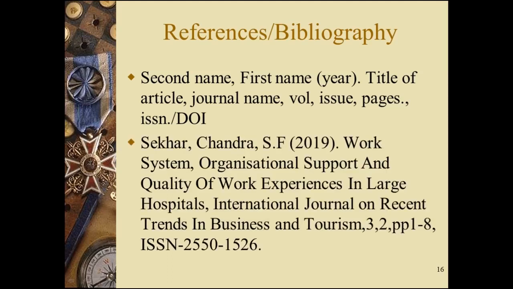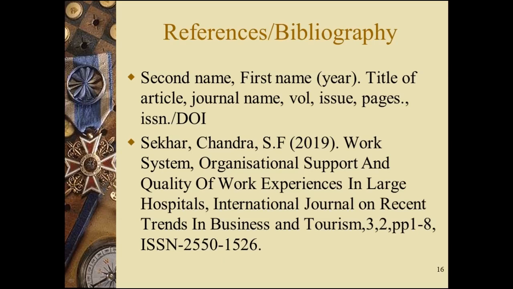So let's see the example. Now here you can see my recent publication. So this is the way I would write Sekhar, comma, Chandra, comma, S.F. In the brackets, I would mention the year of publication. Then the title of the article called Work System, Organizational Support and Quality of Work Experiences in Large Hospitals. And it was published in a journal called International Journal on Recent Trends in Business and Tourism. This is a journal from Malaysia.